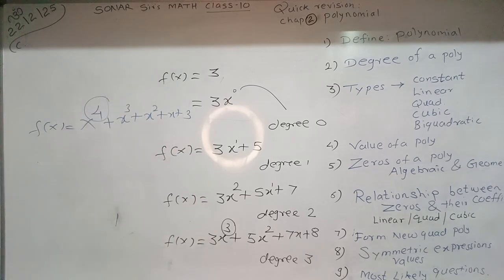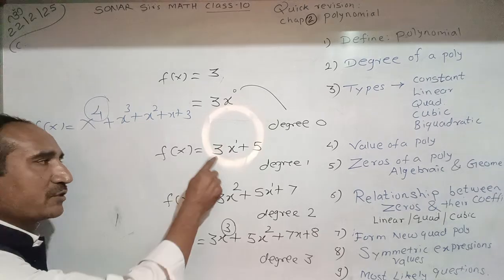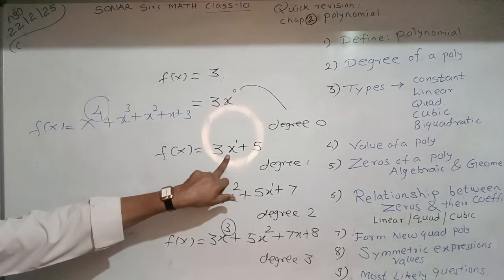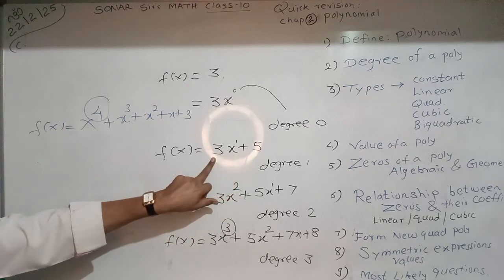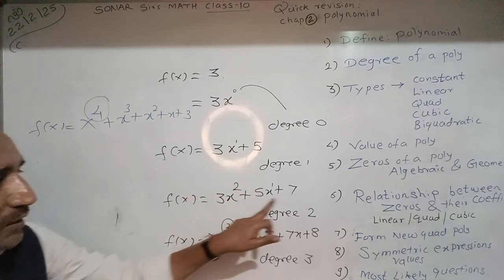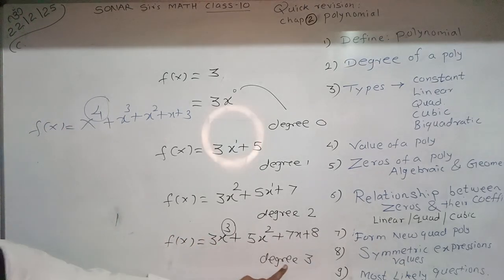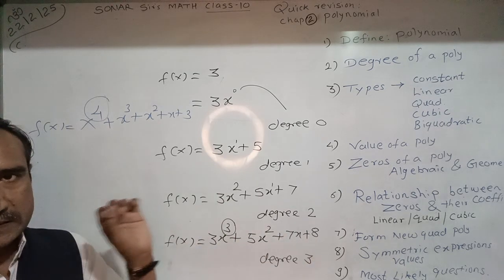In all these, the coefficient of the highest degree term must not be equal to 0. The rest of the terms may be 0. Only if it is a degree 3, so this coefficient will not be 0. Rest of the terms may be 0.